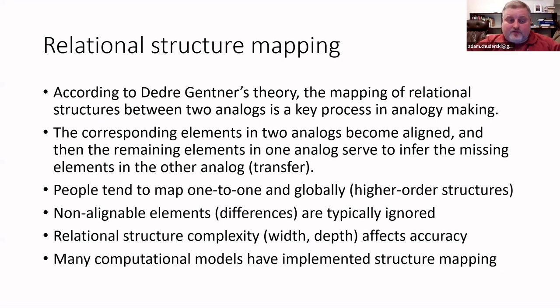And there are a number of factors that affect the accuracy of structure mapping, for example, the complexity of the structure we try to map. This is probably one of the best researched components of analogy making. There were many computational models that attempted to implement various versions of structure mapping.